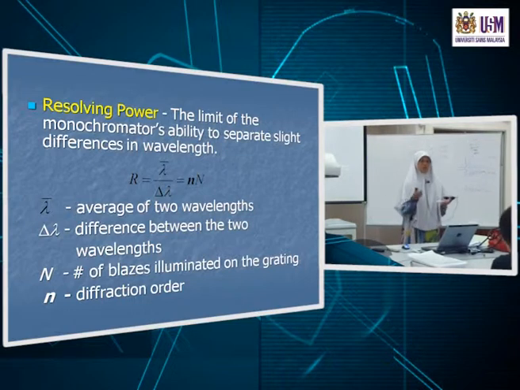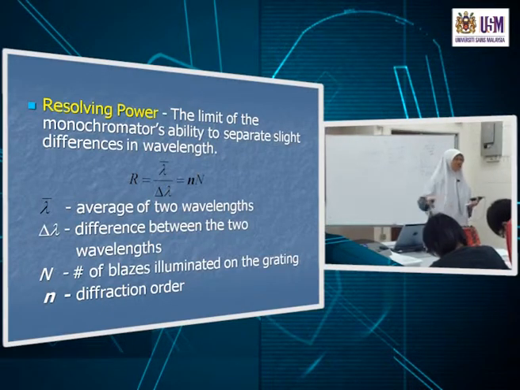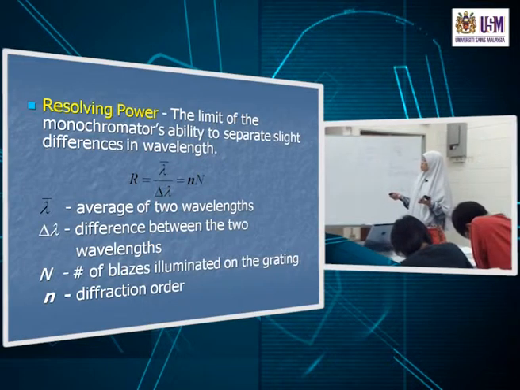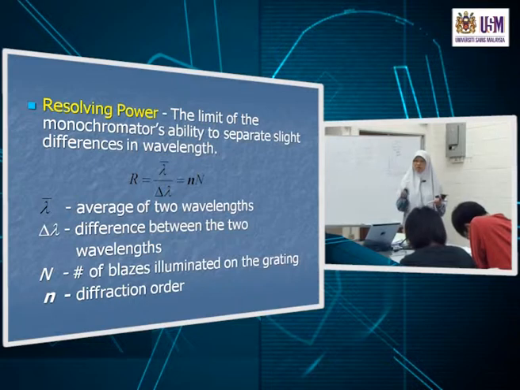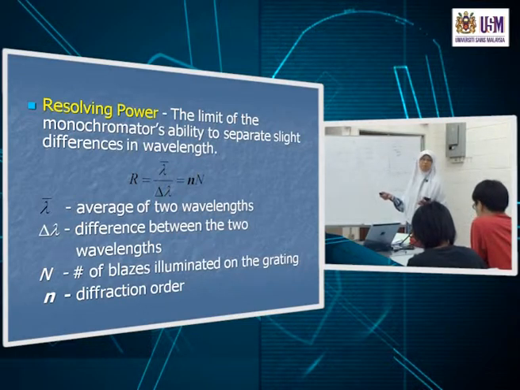The last one is to actually calculate the resolving power. Remember, resolving is the ability to distinguish neighboring wavelengths close to one another. So we can now calculate R, which refers to the resolving power. If we are trying to look at two wavelengths, A and B, can this monochromator distinguish A and B? So I want to calculate what is the resolving power needed for that monochromator to be able to distinguish between A and B. So I take the average of A and B here.